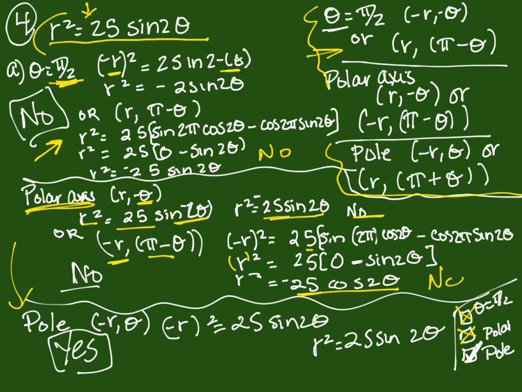But pole, you can see right away. If I change r to negative r and I square it, it's going to be the exact same thing. So pole was yes. All right, so those are the 4 problems on your homework where you had to test symmetry. I know it was a lot of work, but just think of all you've learned. All right, moving on, the next video will be graphing.